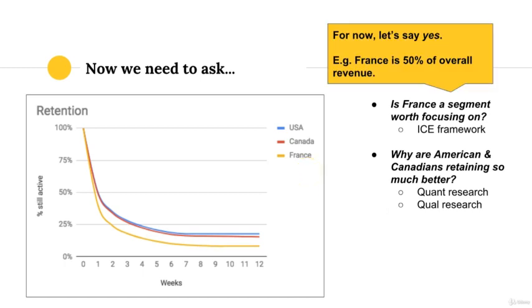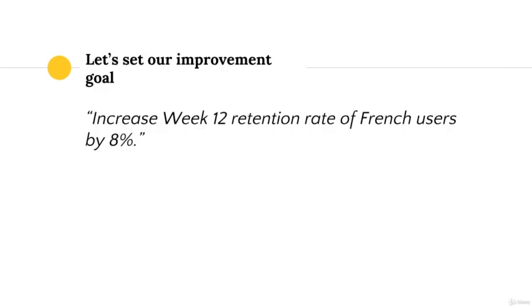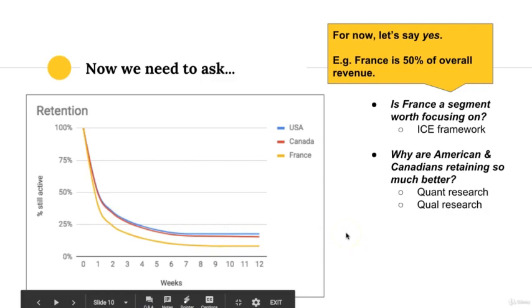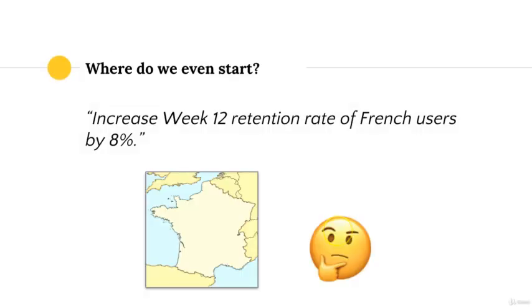For now, let's say yes. Let's say that France is worth 50% of our overall revenue. And with that, we can set our improvement goal. Increase week 12 retention rate of French users by 8%, which would get that cohort up to the performance of US and Canada. But where do we even start on that one? That's a pretty lofty goal.